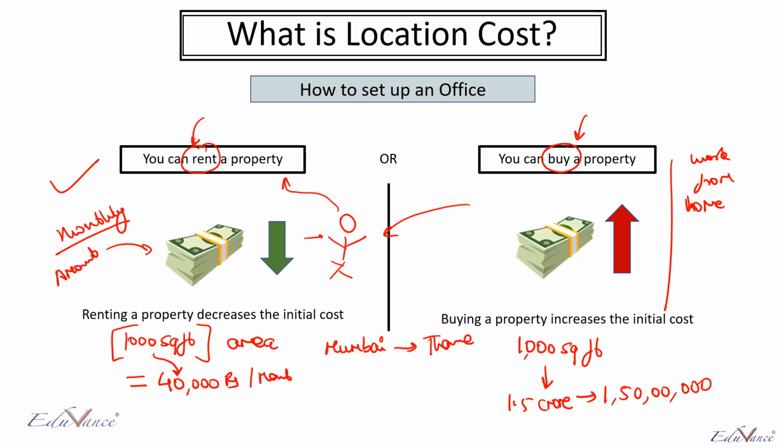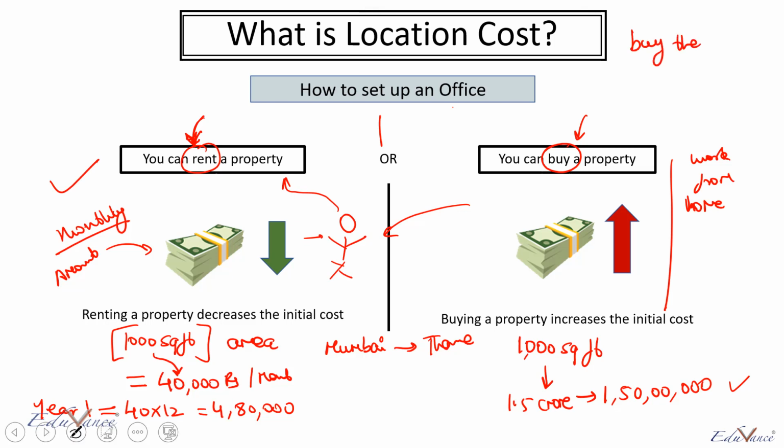So here, if you look at that, initially in your first year, let us say year number 1, you would pay a total of 40 into 12, which is equal to 4,80,000 rupees. And if you decide to buy the place, you are going to pay 1.5 crore rupees. So initially, if you decide to set up an office, it is always advisable to rent a property versus buying a property. However, there is an advantage to buying a property as well, which is basically if you buy the place, it is yours.